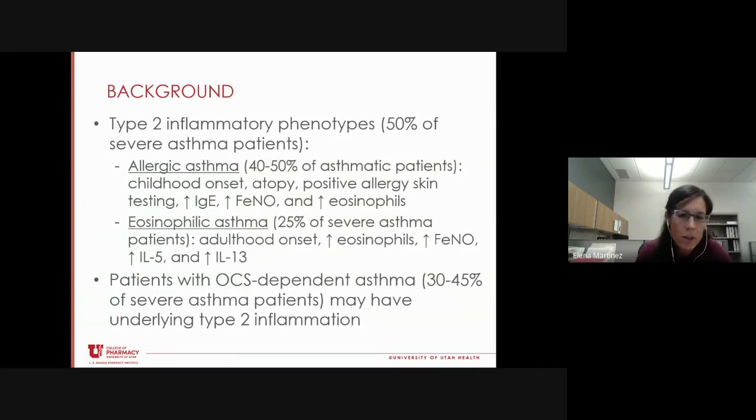Eosinophilic asthma phenotype affects approximately 25% of patients with severe asthma and is characterized by its presentation in adulthood, significant eosinophilia, and responsive to inhaled corticosteroids or oral corticosteroids, elevated FeNO levels, and increased production of interleukin-5 and 13.